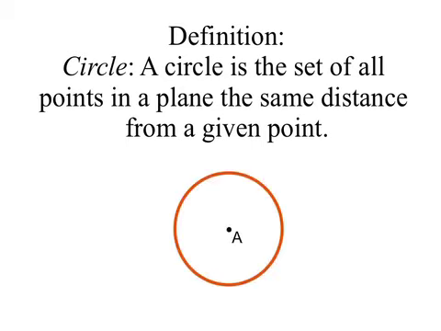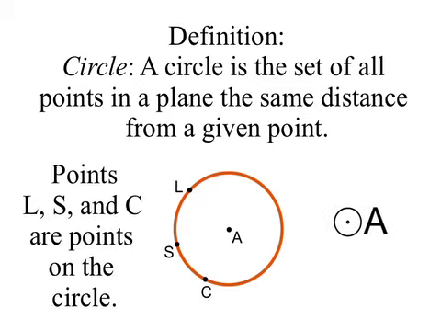Here's our given point A, and the orange circle around A is the set of all points the same distance from that given point. We use that symbol, the little circle with the dot in the middle, to stand for circle, and we label this circle Circle A.